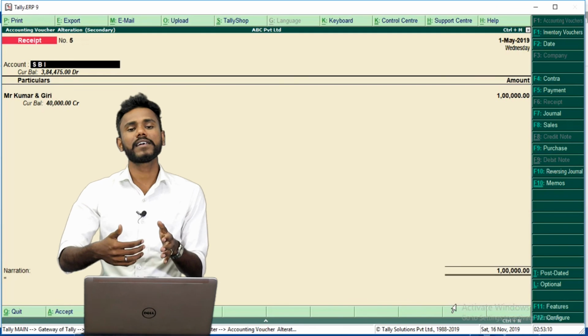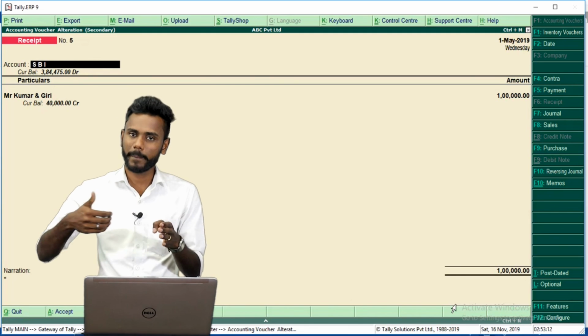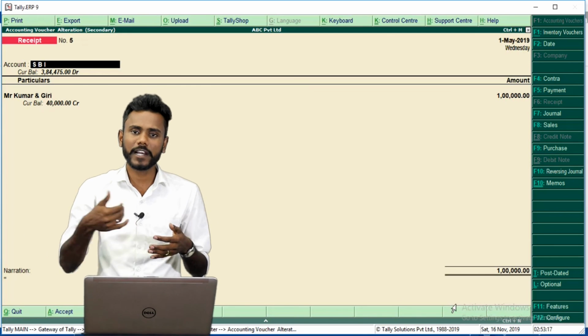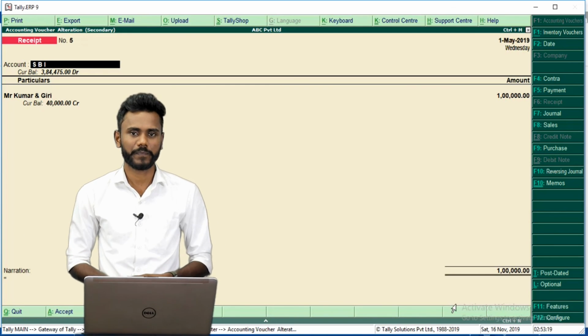Again, we record all the transactions throughout the May month. Again, at the end of the month, collect the bank statement and compare both books. So this is the regular process which is done in companies.